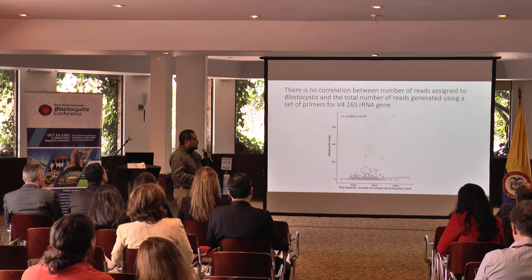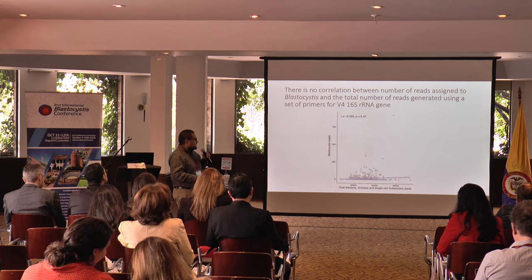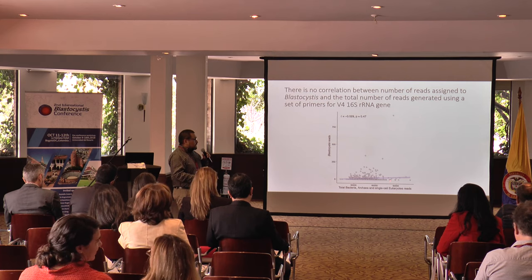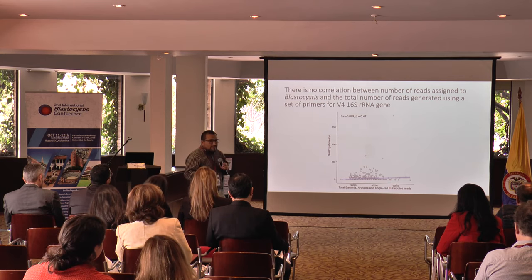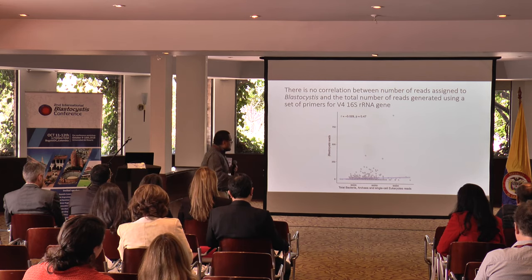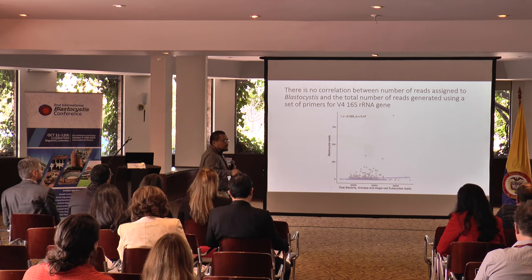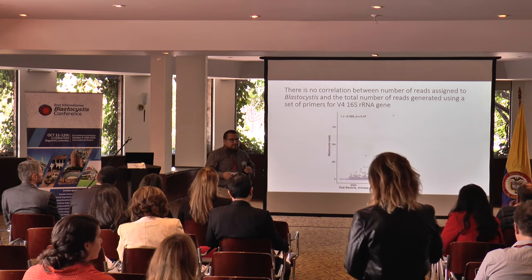As we can see, for example, the stool sample with the most total reads is negative for Blastocystis. And there are several that have more than 80,000 reads that are negative for Blastocystis. This was just a quality check to see if we would have a perfect or close to perfect correlation, because that could tell us that there was something wrong with the methodology.